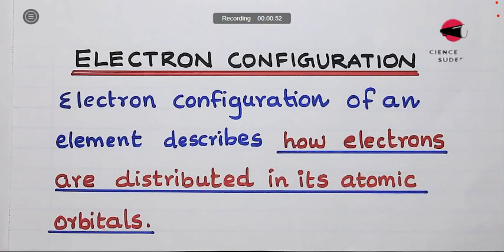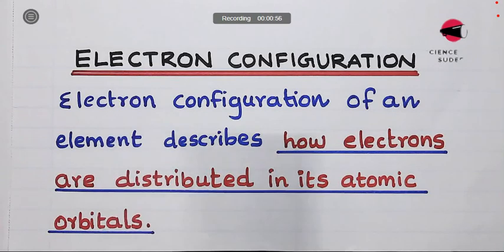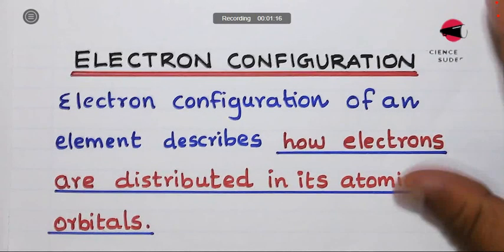Let's see the definition. Electron configuration of an element describes how electrons are distributed in its atomic orbital. So it shows how is the distribution of electrons among the atomic orbital, and there is an order, there is a pattern we have to learn. So to understand electron configuration, we have to learn about the octet rule.